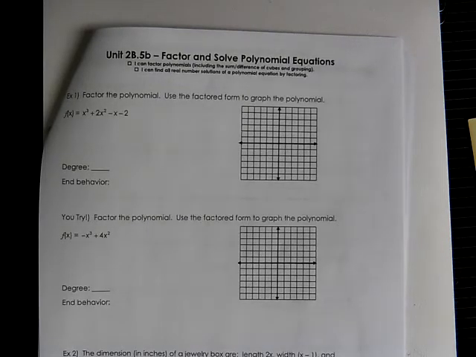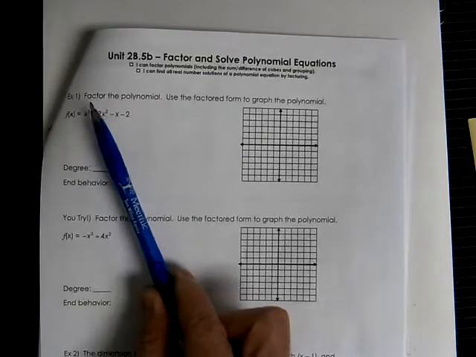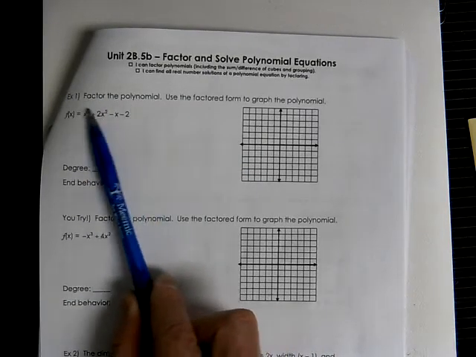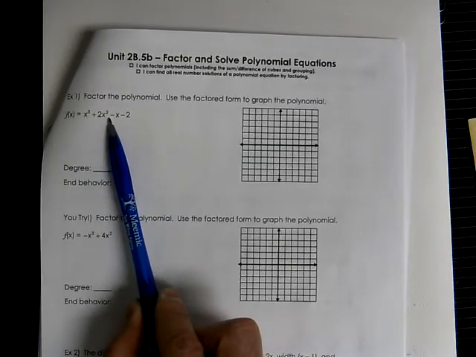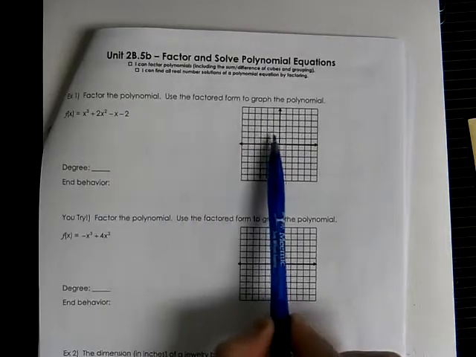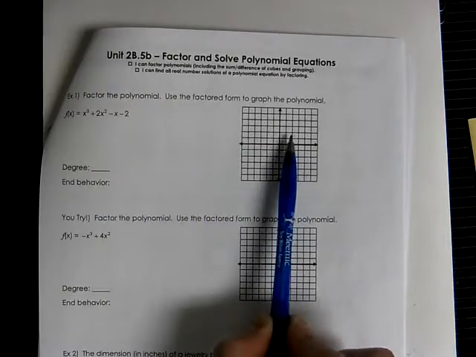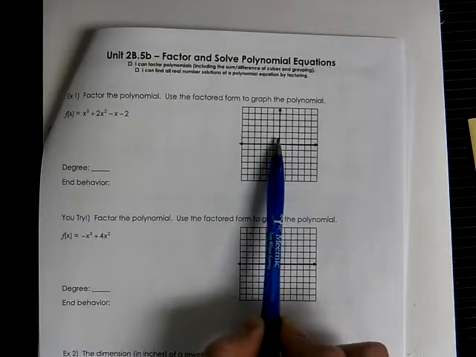This is Algebra 2 with Trig, Unit 2B.5b. We're factoring and solving polynomial equations. So what we're doing today is working with the same type of problem we've done in the past and graphing it just like we have in the past.